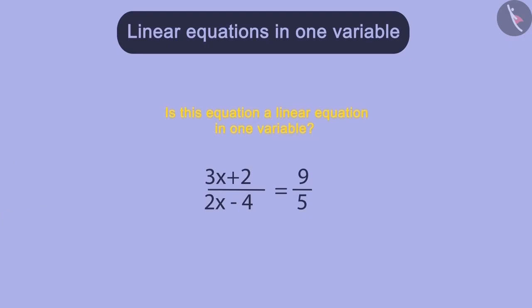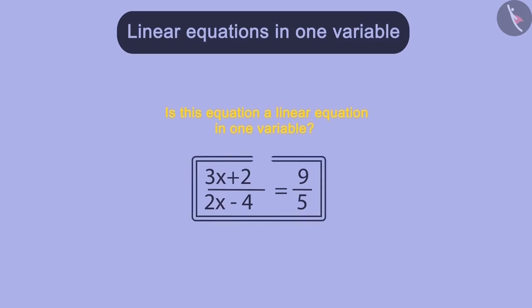Now, as you can see, in the entire equation, only one variable x is present. So we can say that this equation is definitely an equation in one variable. But variable x is present both in the denominator and the numerator on the left-hand side. So, is this a linear equation in one variable? What do you think? Let us help Seema find this out.